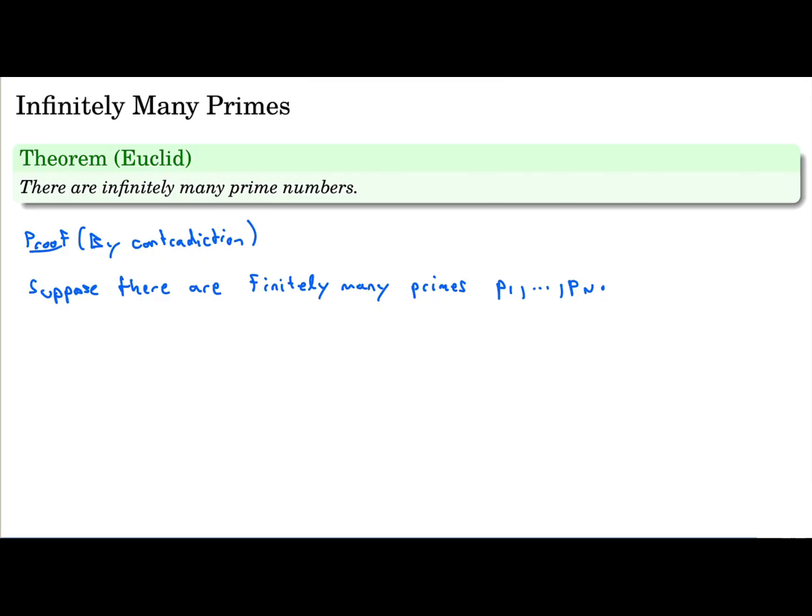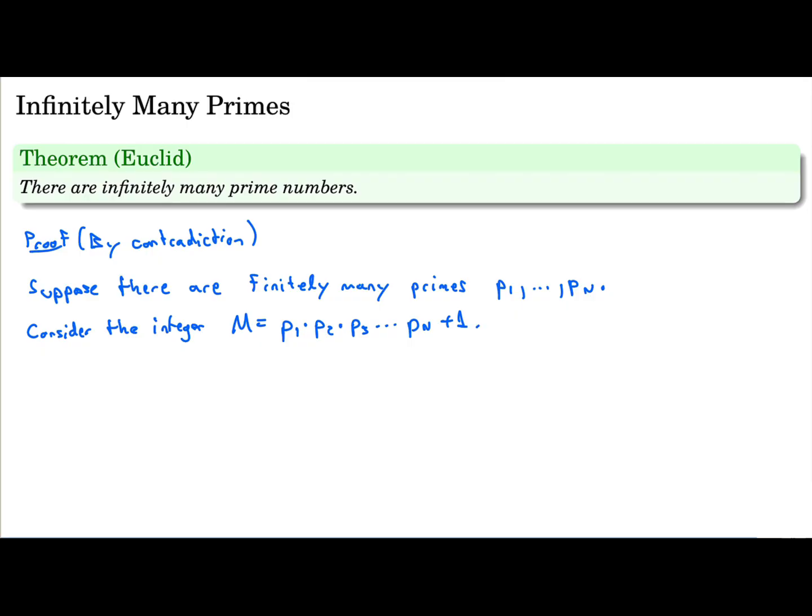Now, consider the positive integer, let's use a different letter, M, equal to, you multiply all these prime numbers. Let's write it more explicitly: p1 times p2 times p3 all the way to pn. So multiply all these numbers and add 1 to it.